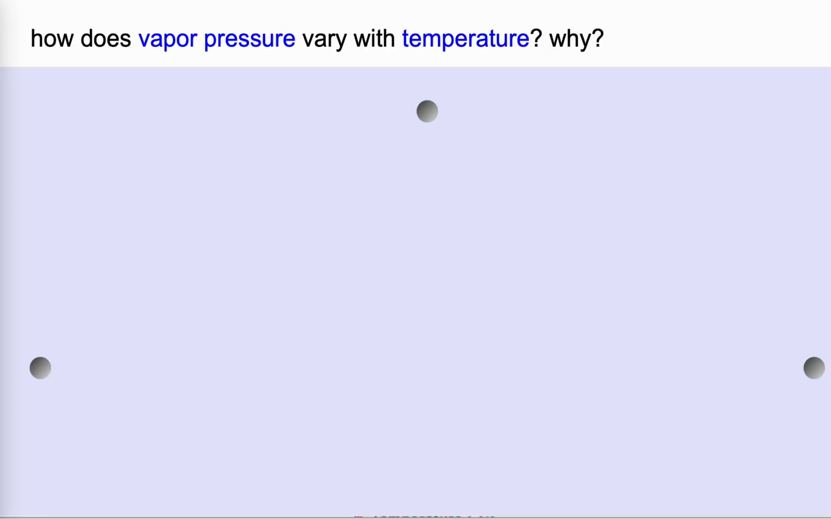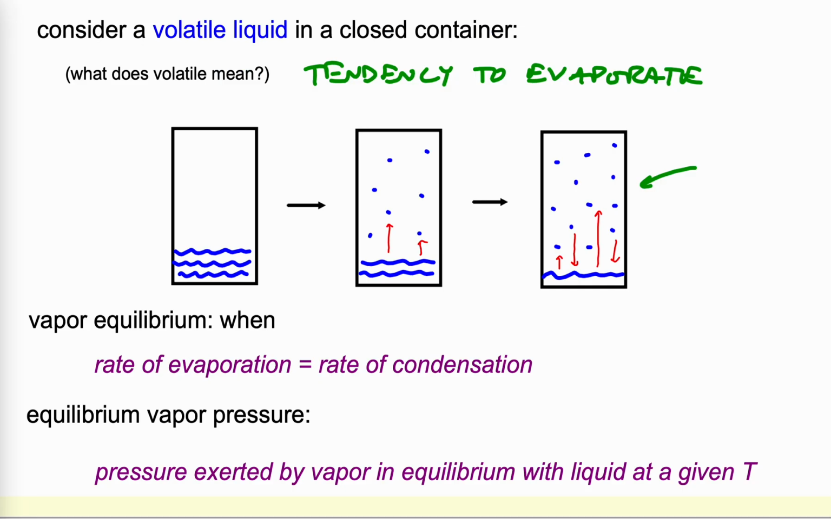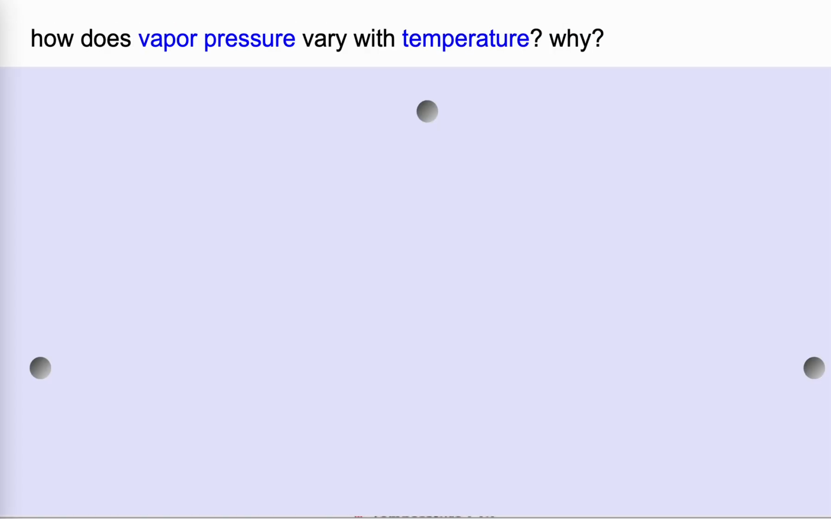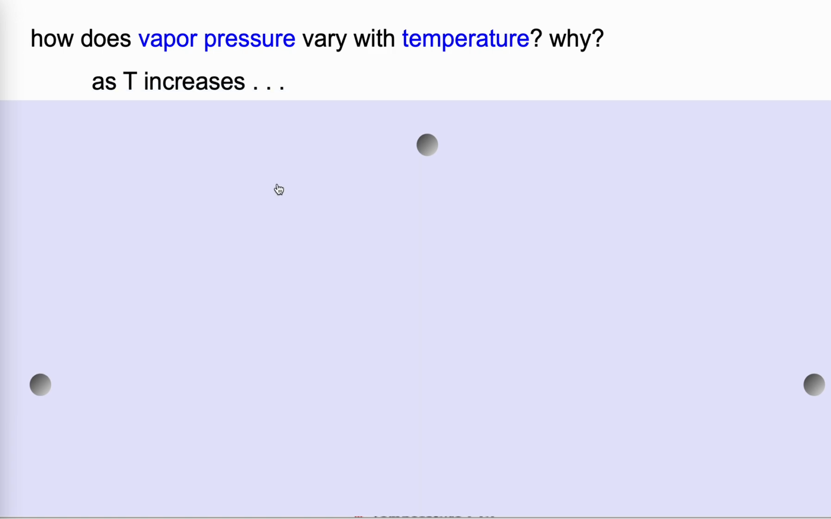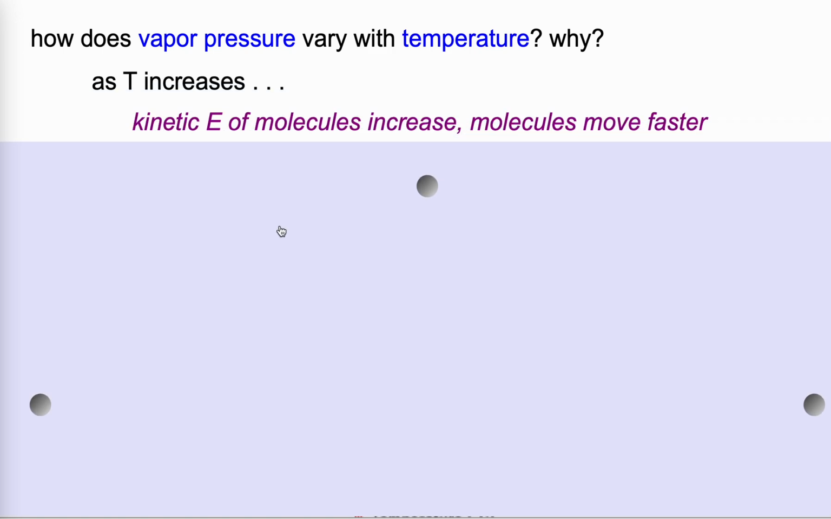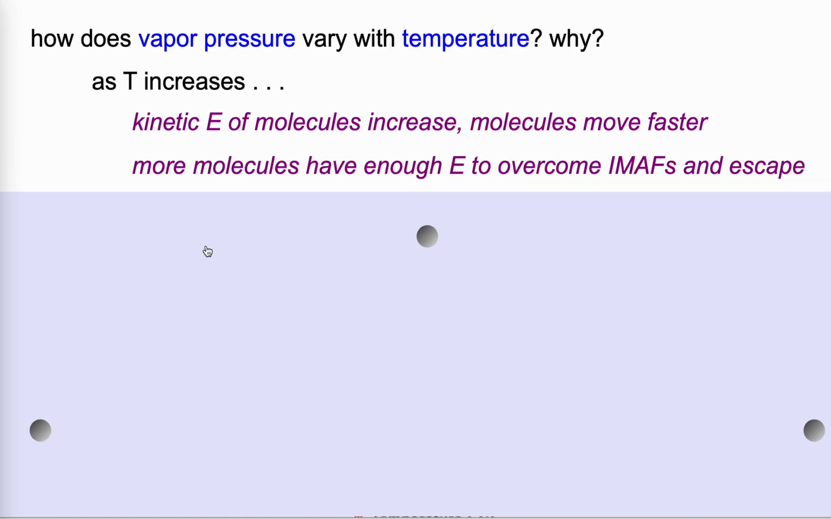Now, how do you suppose that equilibrium vapor pressure varies with temperature, and why? What would happen to the pressure exerted by the vapor above and the far right as we increase the temperature? Well, as you might expect, as the temperature increases, the kinetic energy of the molecules in the liquid phase would begin to increase, and therefore the molecules would start to move faster.